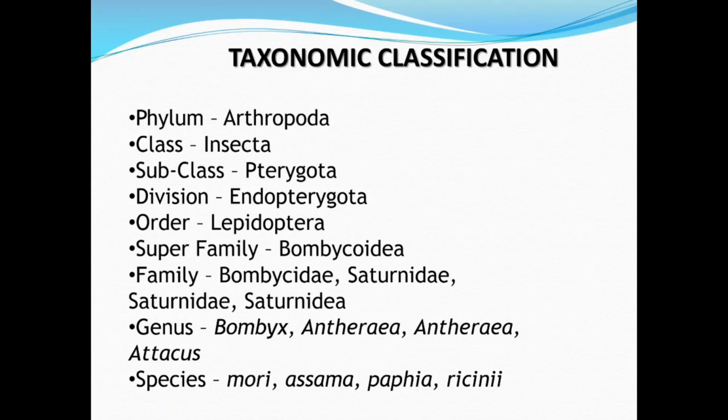Let us see taxonomic position or classification of silkworm. Silkworm belong to phylum Arthropoda, class Insecta, division Endopterygota, order Lepidoptera, family Bombycidae or Saturnidae, genus maybe Bombyx, Antheraea and Attacus, whereas species includes mori, assama, paphia and ricini.